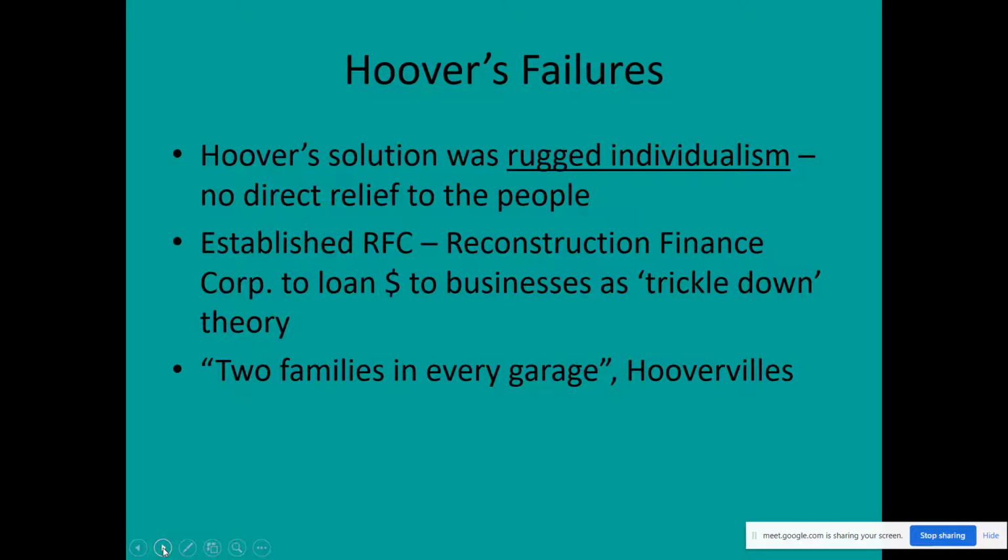Hoover's failures. Hoover's solution was rugged individualism. He gave no direct relief to the people. He established the Reconstruction Finance Corporation to loan money to businesses as a trickle-down theory. He also stated two families in every garage. This is where we came up with Hoovervilles. You can make do with what you have. And again, remember him being completely out of touch with what was going on with the people as he still dressed up in his best clothes to go down for dinner every night.